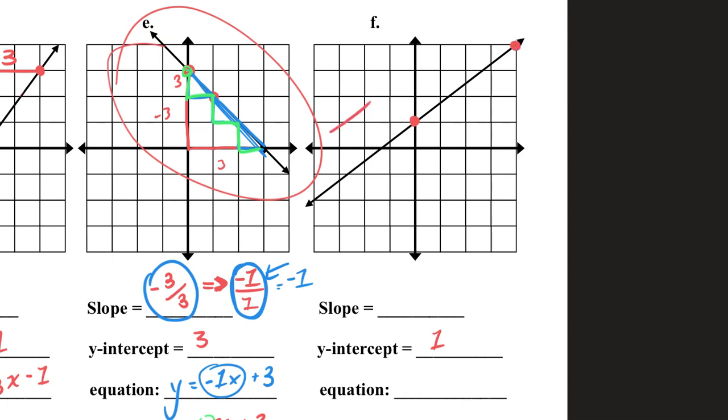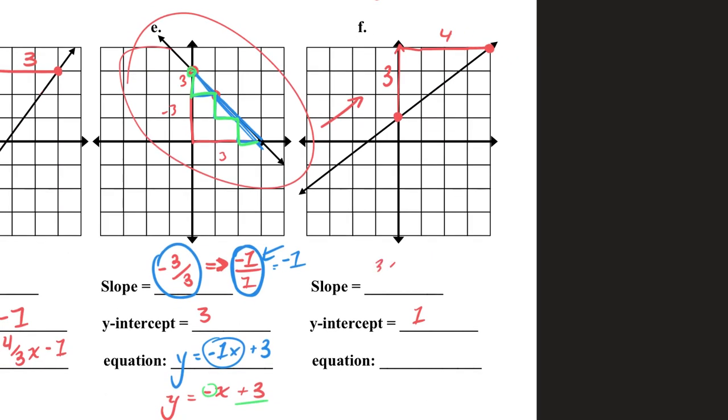Now this is obviously a positive slope. Okay, it's going up. You would have to climb upwards. So we go up 1, 2, 3, and we go over 1, 2, 3, 4. So what is our slope? Well, it is 3 over 4, right? So what's the equation? y equals 3/4x plus 1. And there we have it. That's our equation for that.